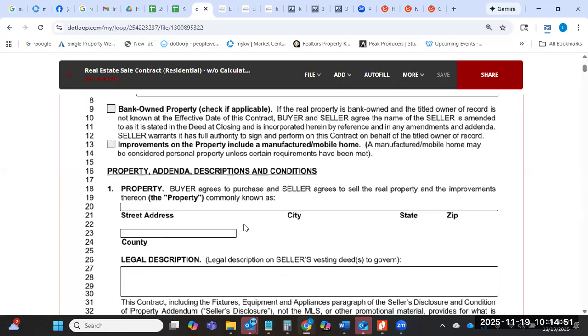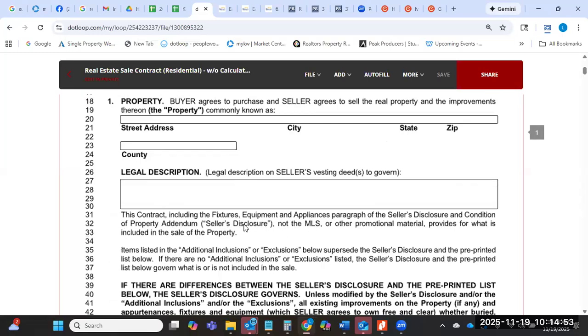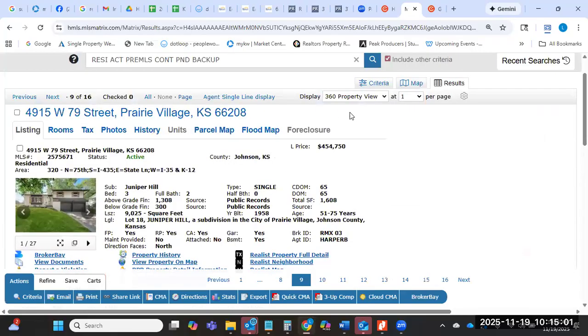Get that from MLS. Also, make sure you're putting the county in, and the legal description. As we go back to MLS, these clickable tabs up here at the top, just under the property street address, we go to the tax tab.